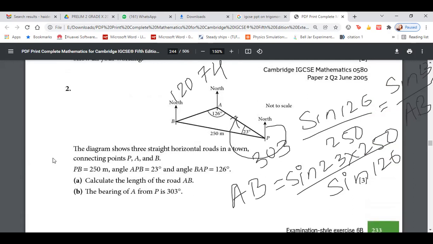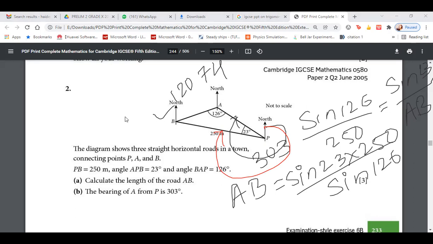Where is B? B is over here, and from P, that means they want from here to here. It is very simple. We just need to subtract 23 from 303 and that will give us the bearing of B from P. From means you come to the north at P and go clockwise from there. That is how you solve this question. So the answer is 280 degrees.